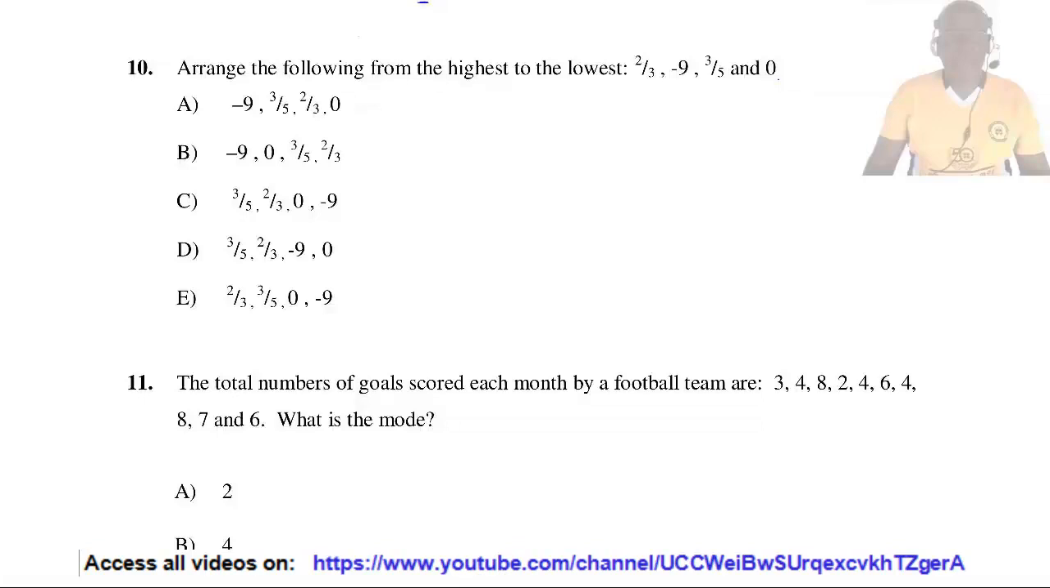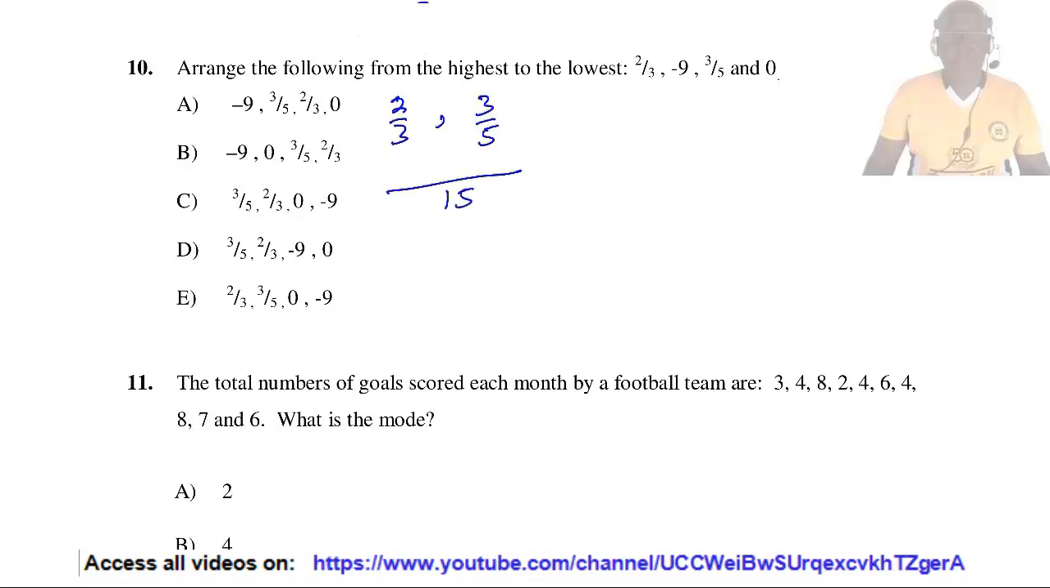Question 10. Arrange the following from the highest to the lowest: 2/3, minus 9, 3 over 5, and then 0. Now we shall compare the fractions, that's 2/3 and then 3 over 5. The LCM equals 15.